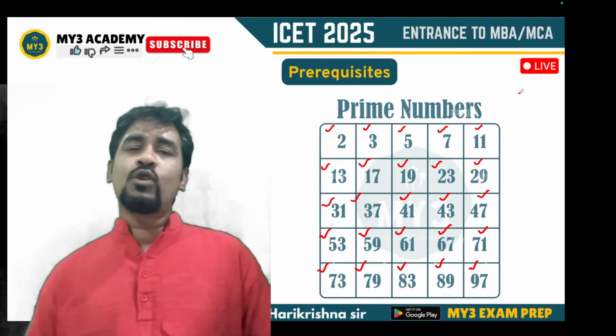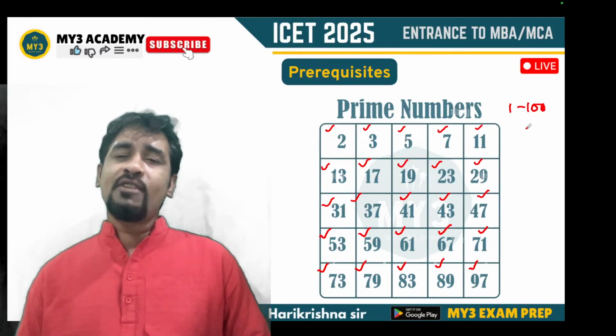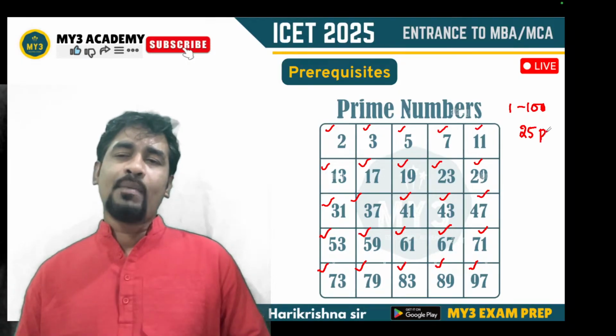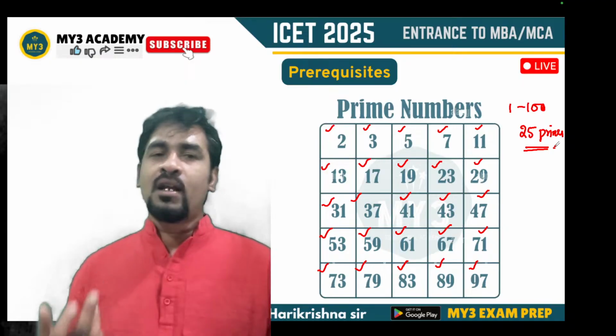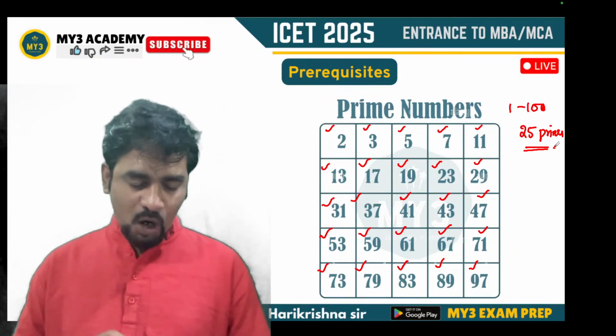So from 1 to 100 we are going to have 25 prime numbers. Remembering these prime numbers is also helpful in solving the questions of number series, analogy and at the same time odd man out.